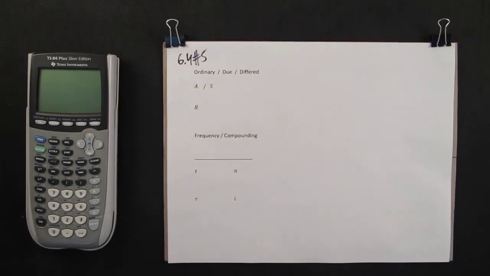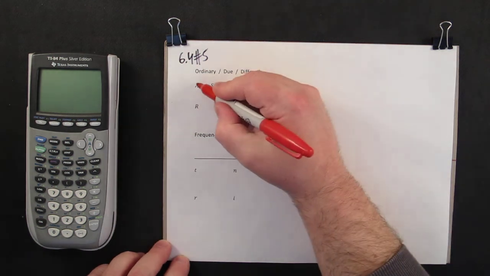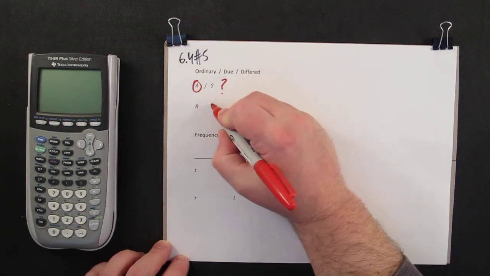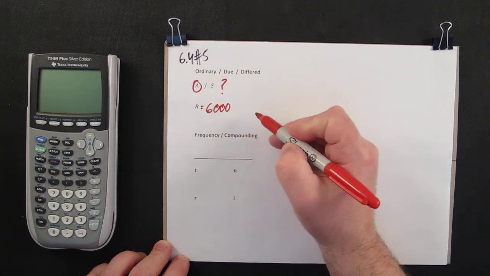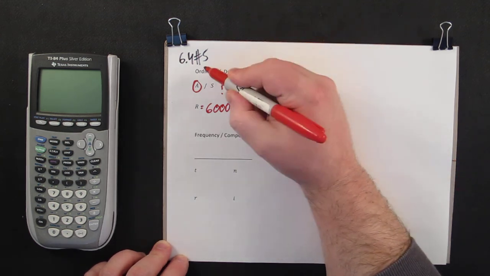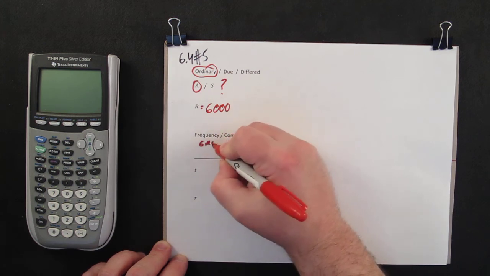6.4, number 5. Find the present value of an annuity of $6,000 paid at the end of each 6-month period for 8 years if the interest rate is 8% compounded semi-annually. So after present value, that's what's unknown, we want it to generate payments of $6,000 on a regular basis. They're paid at the end of each 6-month period.